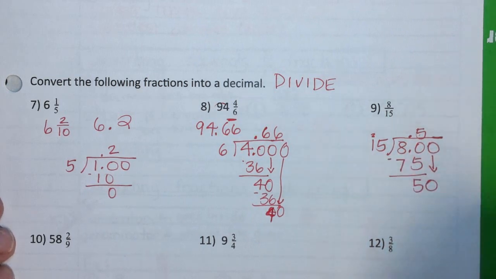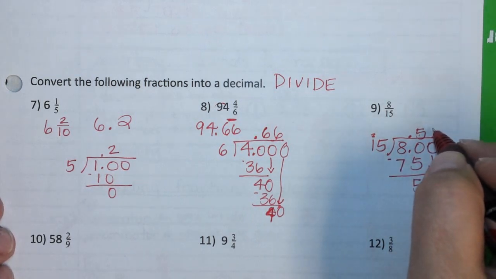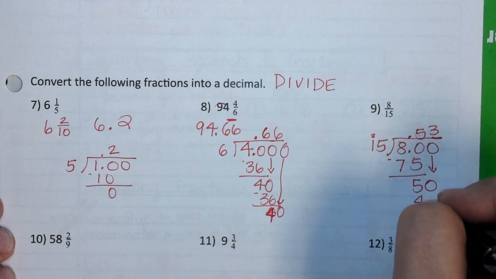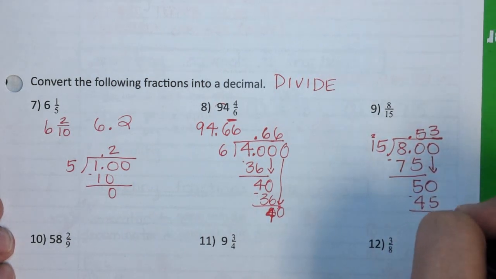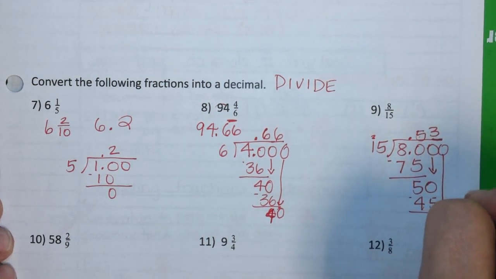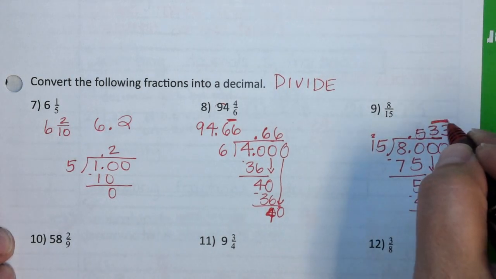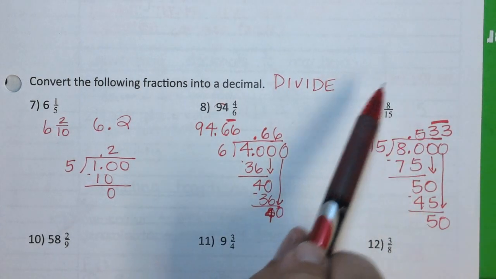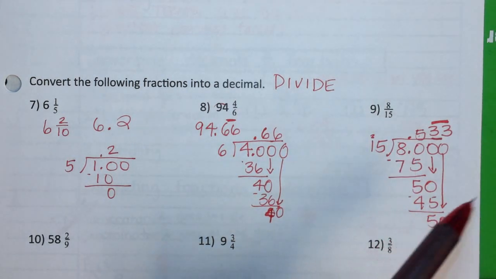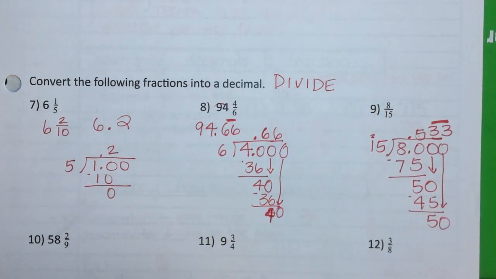How many times will 15 go into 50? 3 times. That gives me 45. And look what's going to happen. Repeating decimal. The 3s are the only part that's repeating though. So on this one I don't have a whole number, so it's just 533 thousandths repeating. Okay, are there any questions so far?